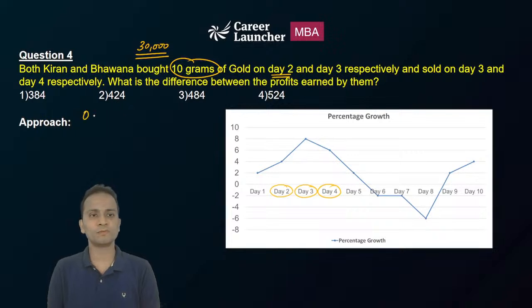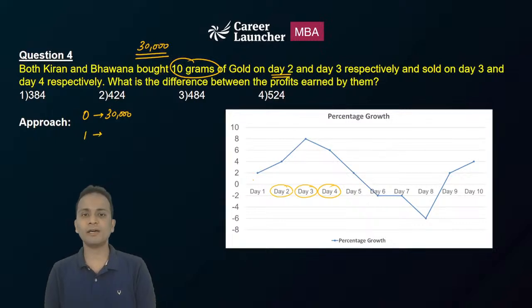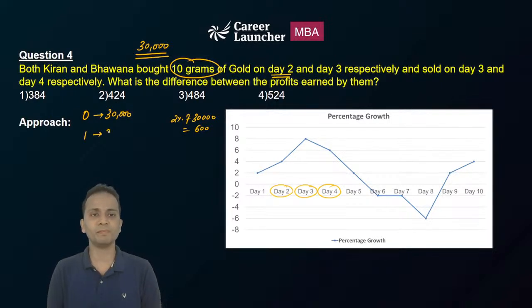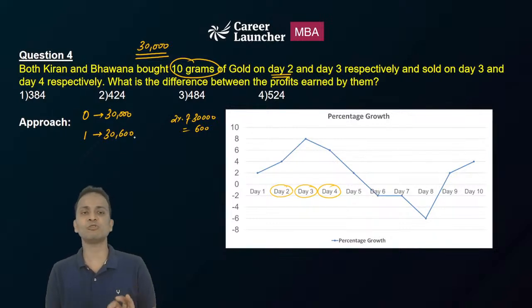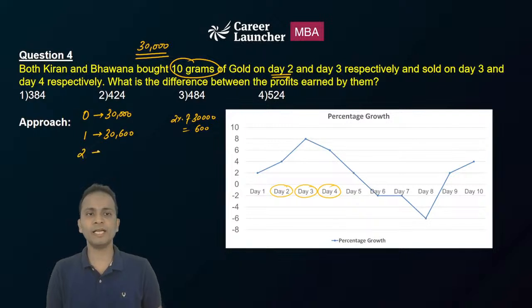So on day 0, the price was 30,000, right? On day one, it increased by 2%. So 2% of 30,000 is equal to 600. So the price increased by 600 and it became 30,600 on day one. Perfect. 30,600 on day one. Now talking about day two.